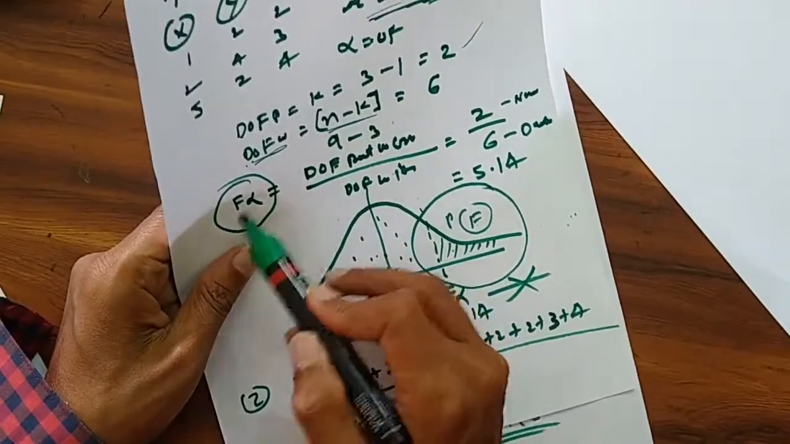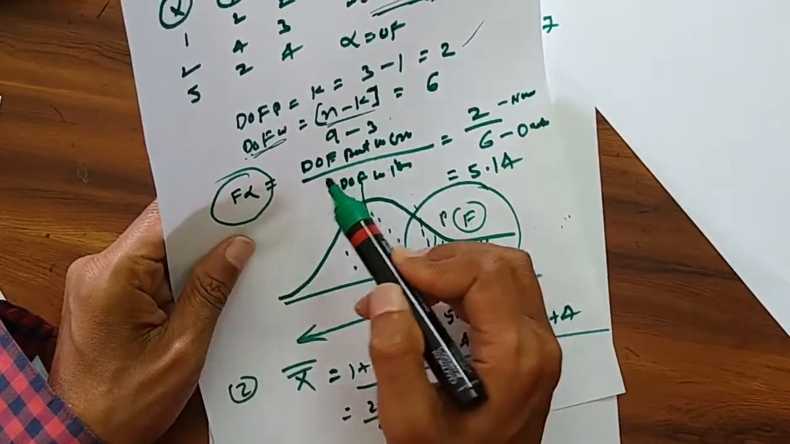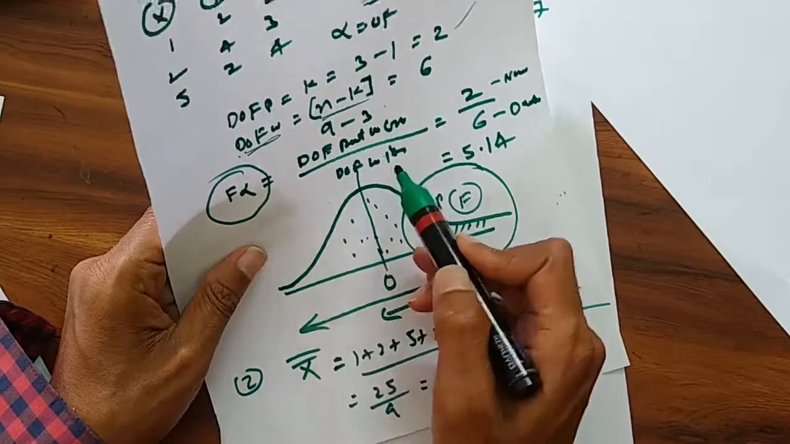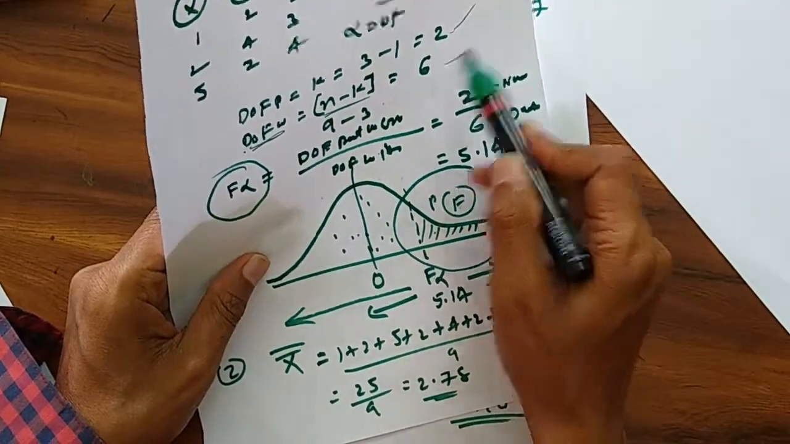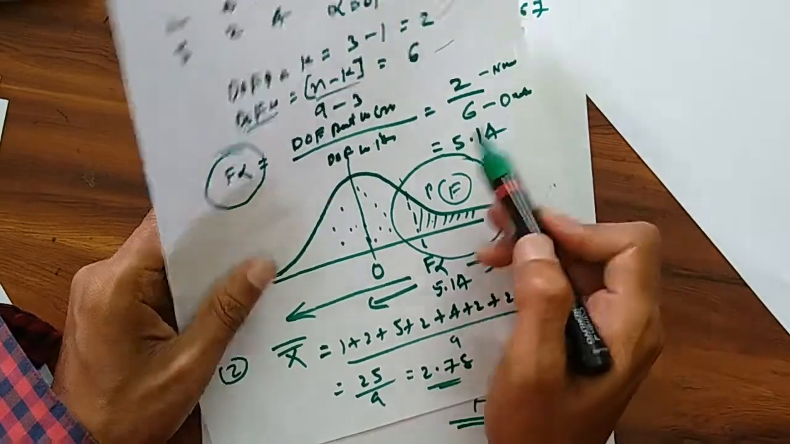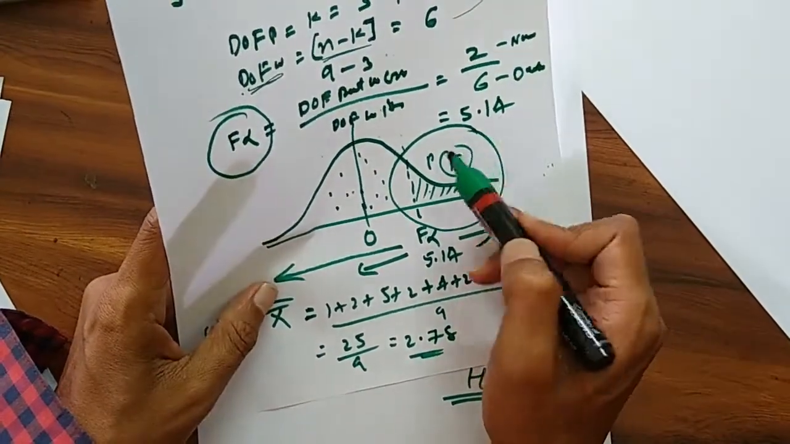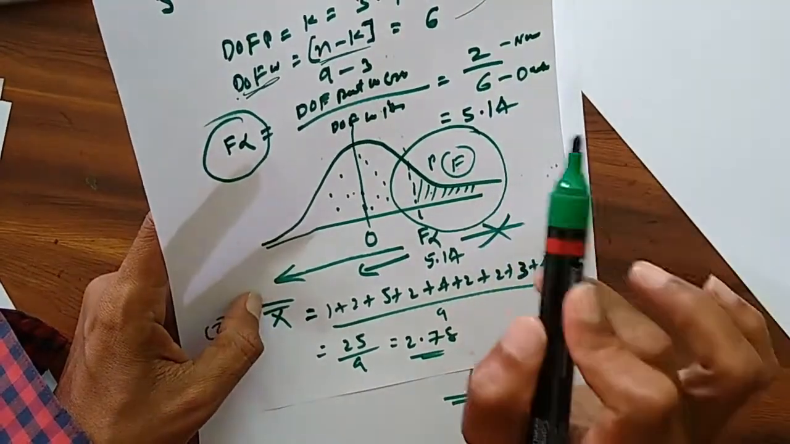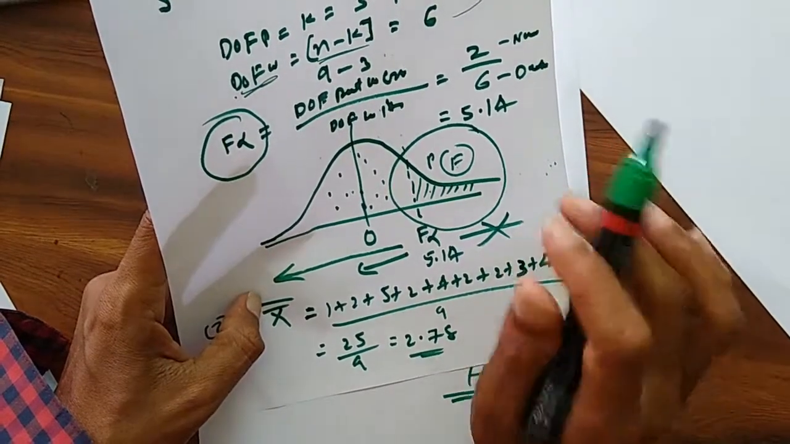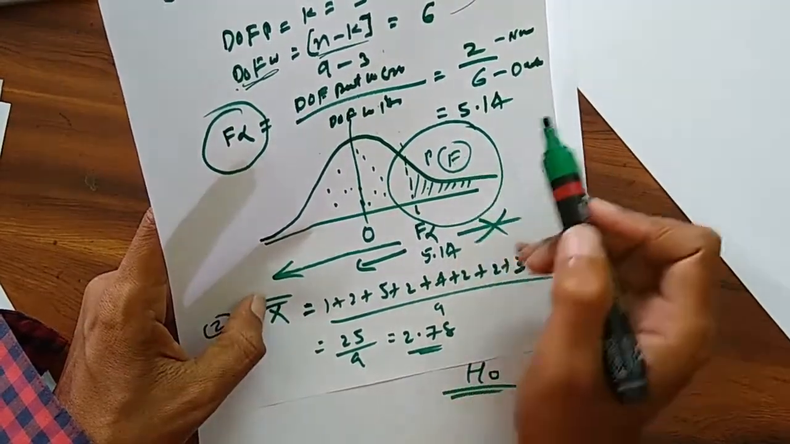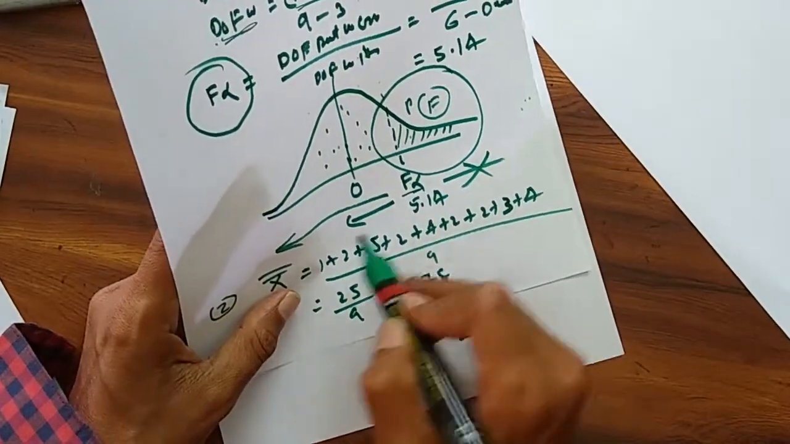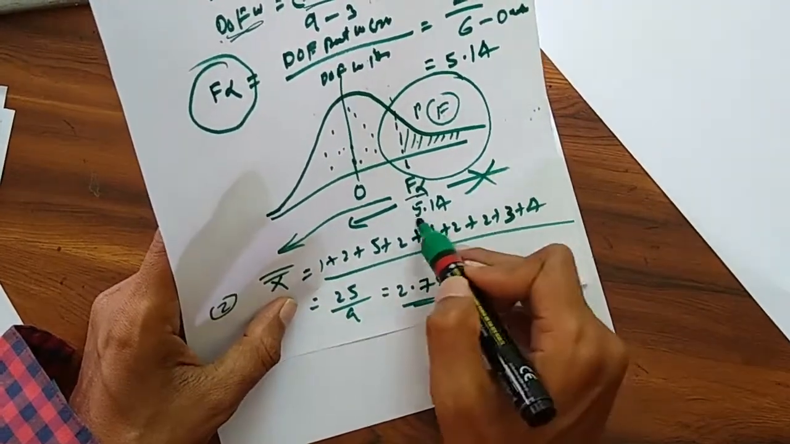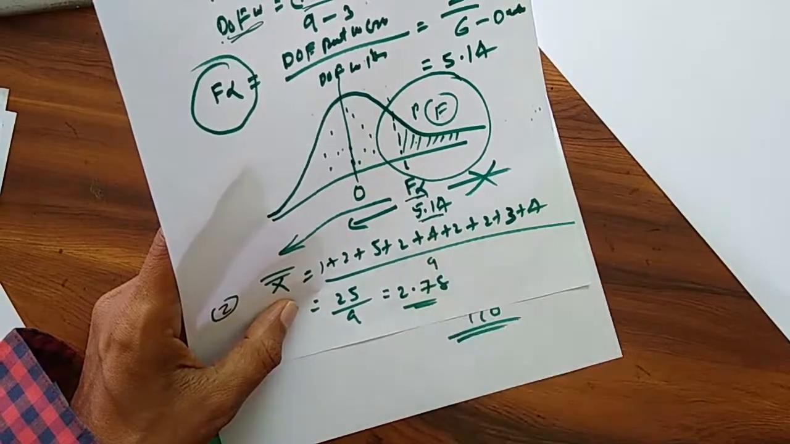So F alpha is degree of freedom between groups by degree of freedom within groups. That is, numerator is 2, denominator is 6. So you need to look at the F statistics table, in statistics books or on the internet. You can find the F alpha value or F critical value. That is, we got 5.14.